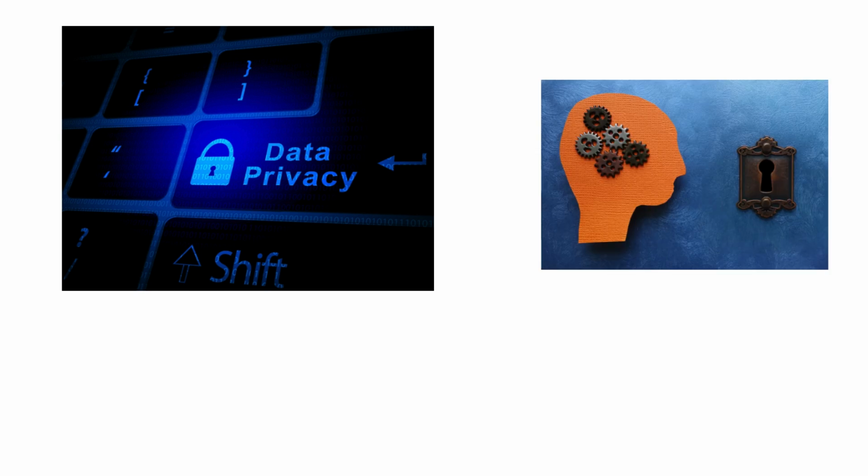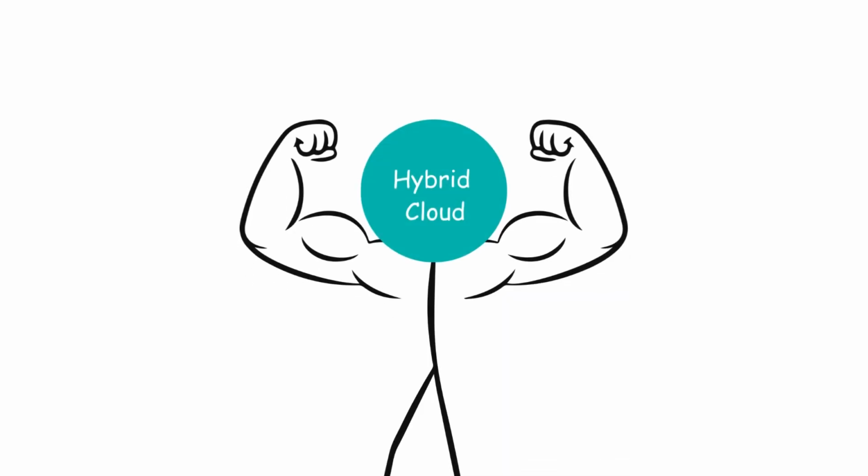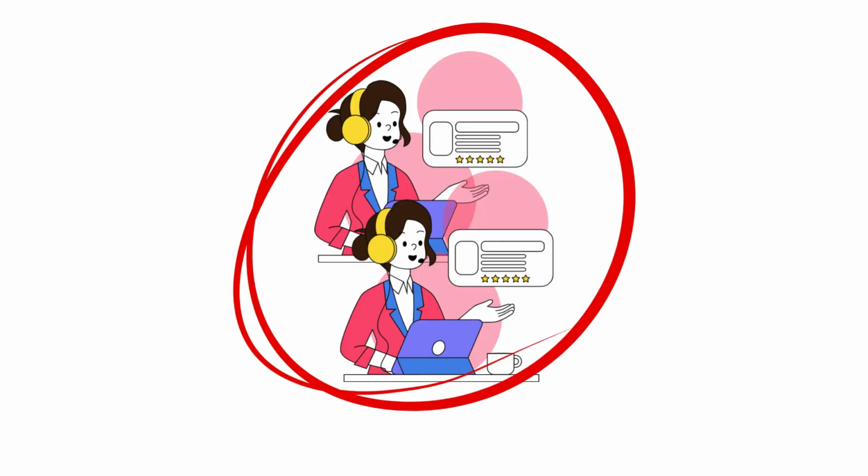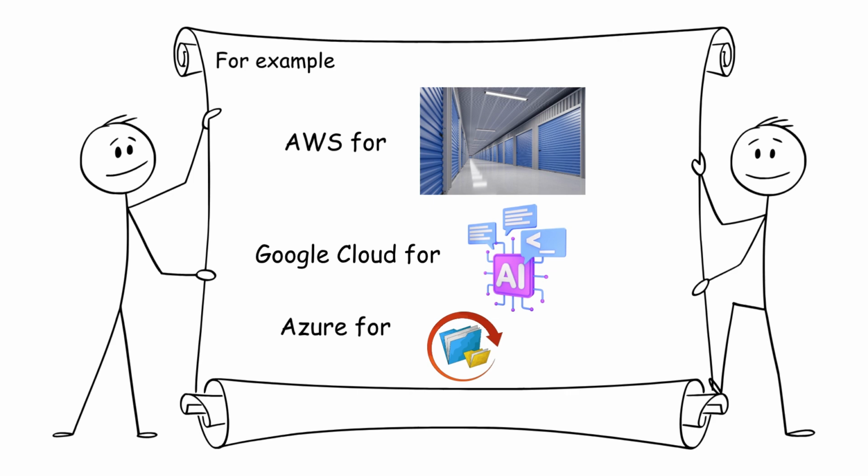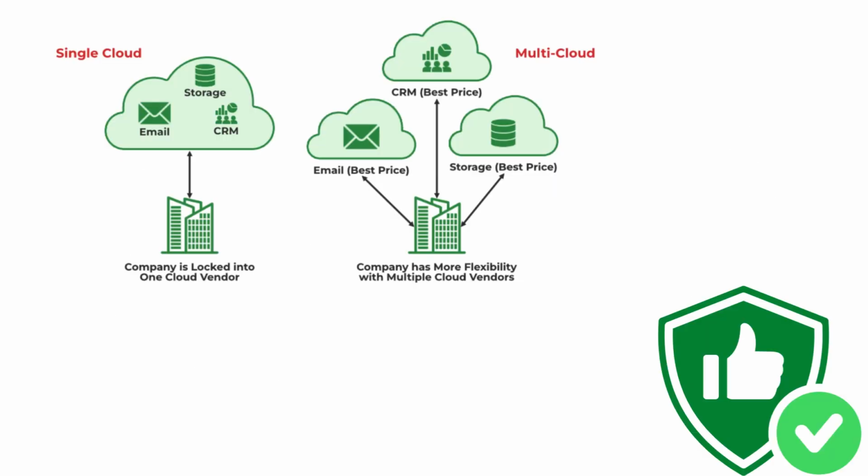Hybrid cloud, a mix of both. Sensitive data stays private, less critical stuff runs on public cloud. It's the best of both worlds, flexible and secure. Multi-cloud, using multiple providers together. For example, AWS for storage, Google Cloud for AI, Azure for backups. It avoids vendor lock-in and increases reliability.